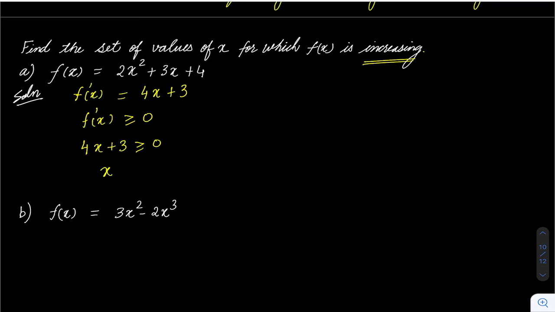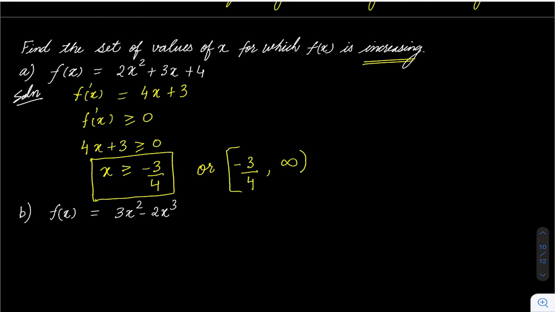So from this, I am getting x as greater than equal to negative 3 over 4. So it means for every x greater than or equal to minus 3 by 4, my function will be increasing. So x is greater than equal to minus 3 by 4. You can write this in set notation also. If you want to write in set notation, there are some students who might not be that comfortable in set notation. But if you want to write in set notation, you have to write it like this. So greater than or equal to minus 3 by 4.